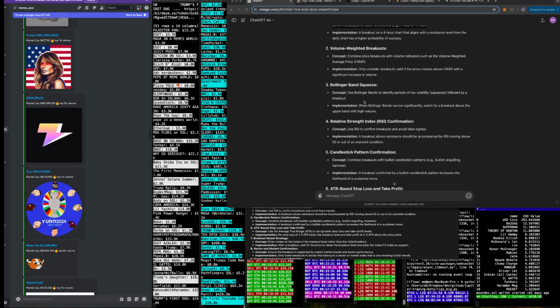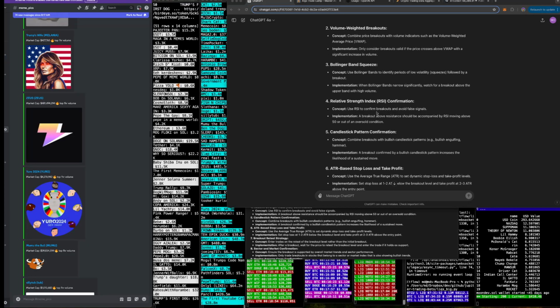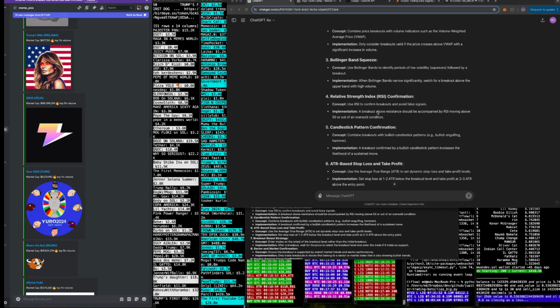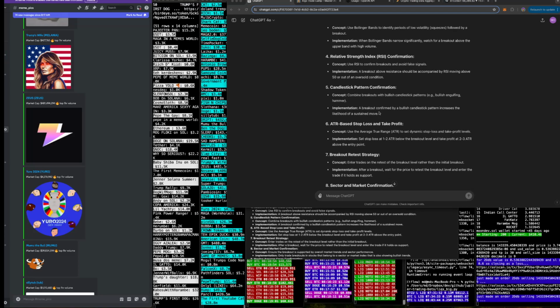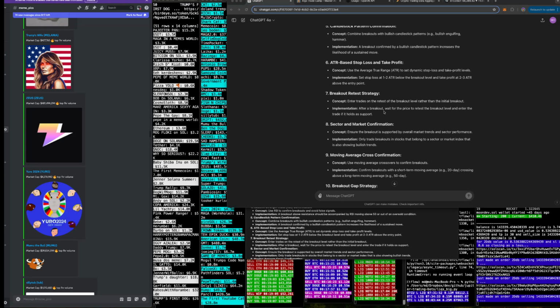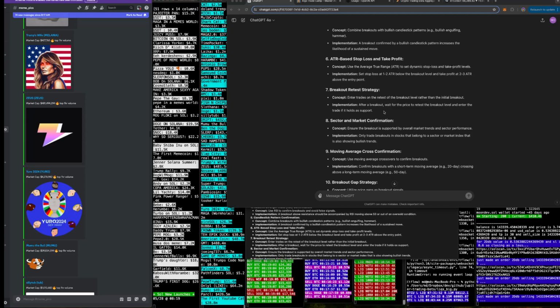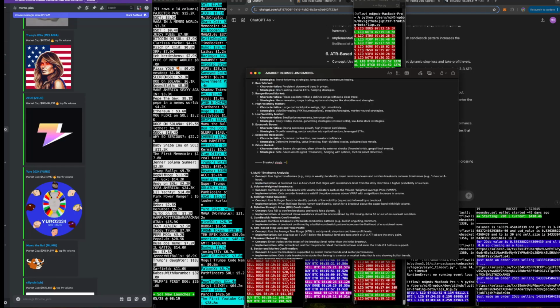Volume weighted breakouts. Okay, Bollinger Band squeeze. Use Bollinger Bands to identify periods of low volatility squeezes followed by a breakout. Okay, relative strength. Candlestick pattern confirmation. ATR based stop loss and take profit. I think we'll set our stops with the ATR. Yeah, that's a good idea.